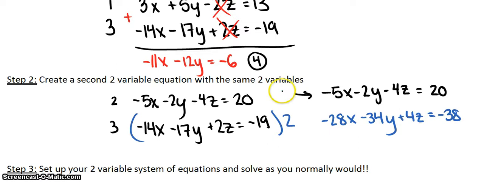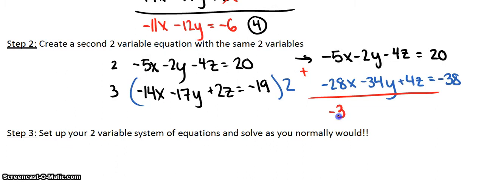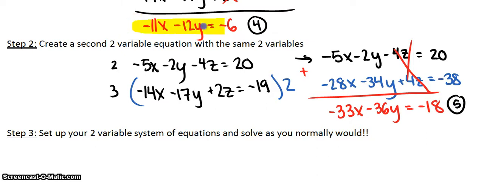Okay, so let's add those together here. Minus 28 and minus 5 will give me negative 33x. This will give me minus 36y. These will cancel like I wanted. And here I'll get negative 18. Okay, and that's equation number 5. Now something you should start looking for is the relationship between our equation 4 and our equation 5. If you think about this one, equation 5 is just 3 times the size of equation 4. So if I multiply all these by 3, I will get equation 5.